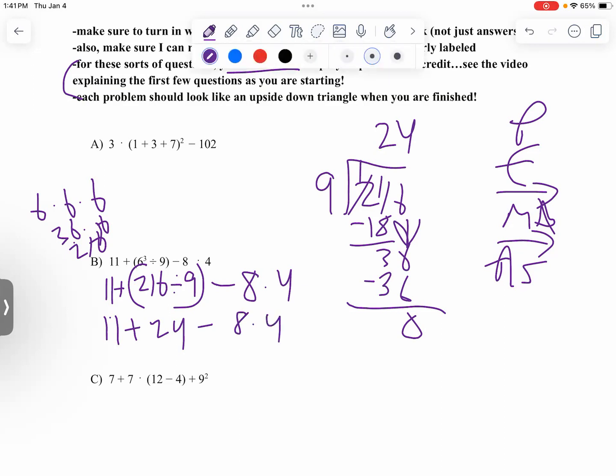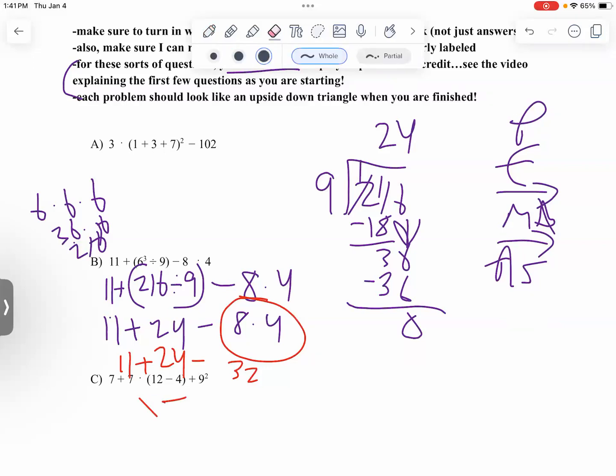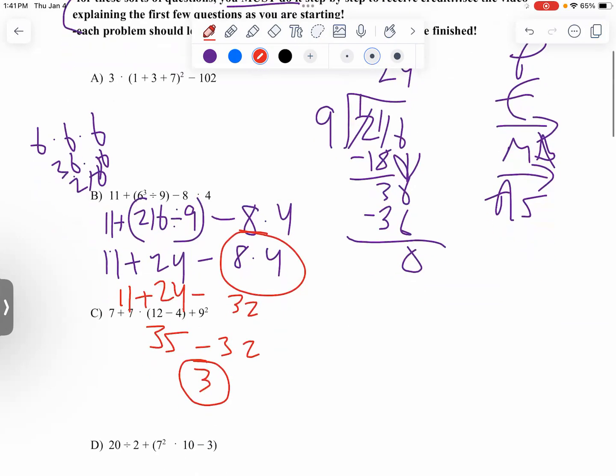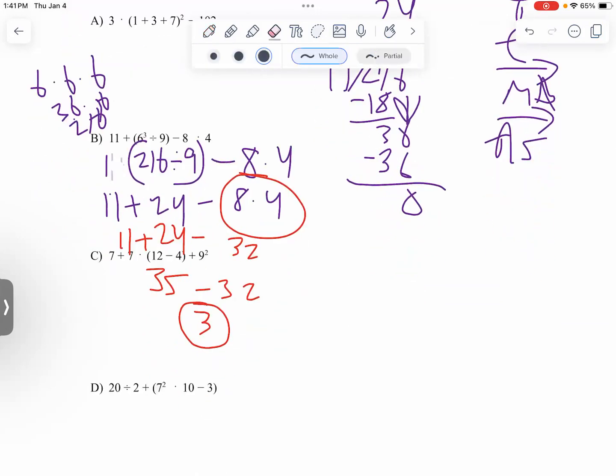Now, be careful with the order of operations. We have adding and subtracting, but here we have multiplying. So that needs to be next. That's 32. So 11 plus 24 minus 32. Add and subtract left to right. That's 35. Oops. 35 minus 32 is 3. Okay, so that's B.